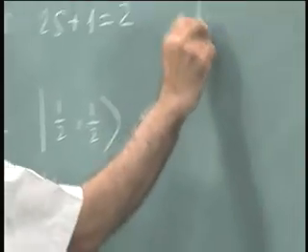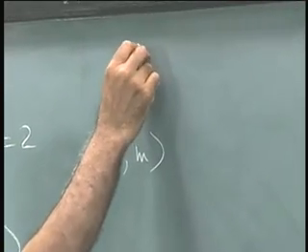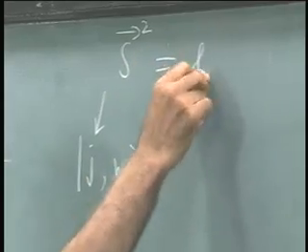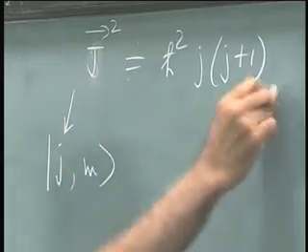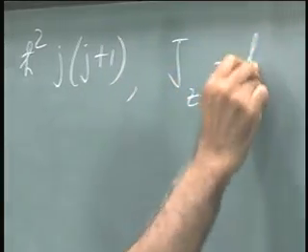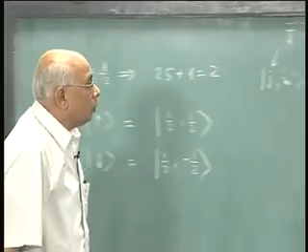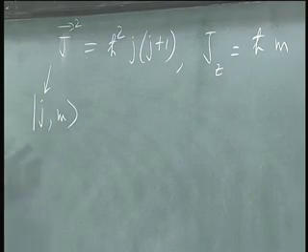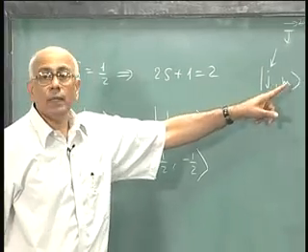So recall our notation was j and m, where j is always the quantum number associated with s squared. This has always got eigenvalue h cross squared j times j plus 1, and jz has eigenvalue h cross m. So these were two mutually commuting observables, and my angular momentum states are labeled by the total angular momentum quantum number j and the projection quantum number m.